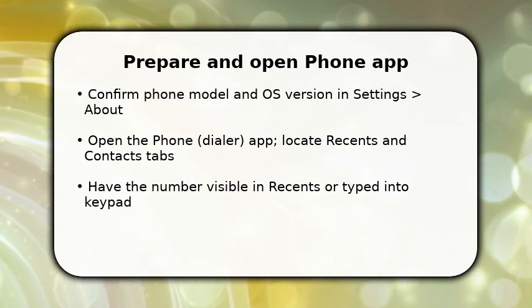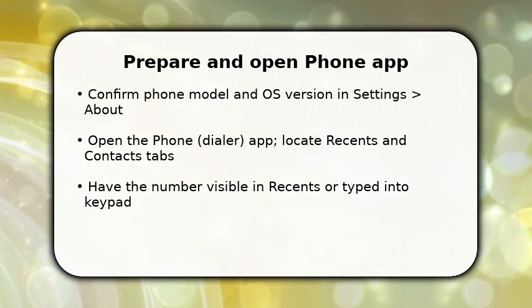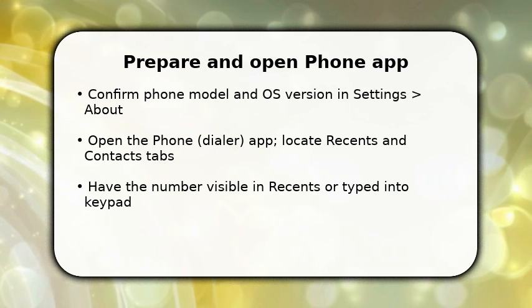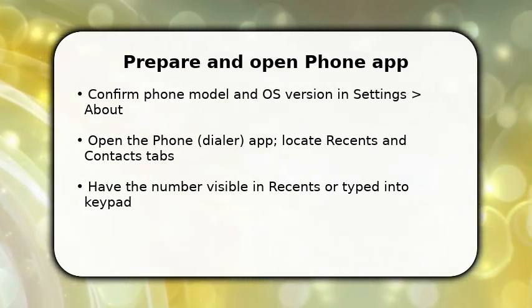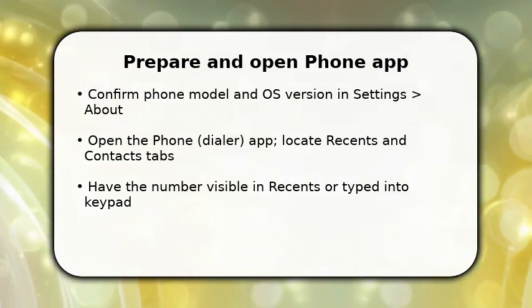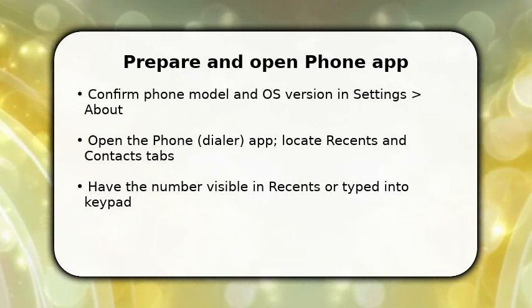You want the unwanted number on screen, so either find it in Recents or type it into the keypad and tap the contact entry. Make sure your phone is unlocked and not in safe mode. This prevents hidden menus from blocking the option.